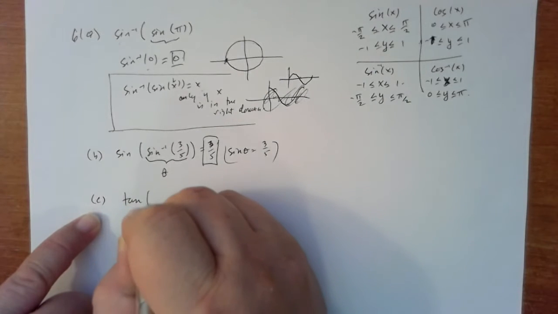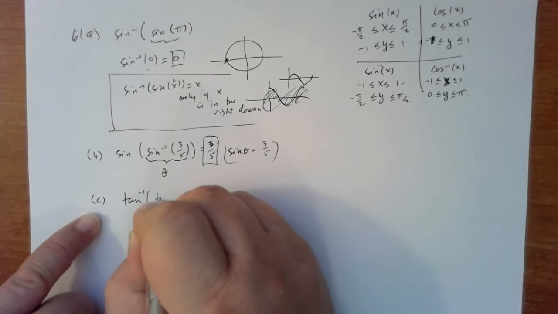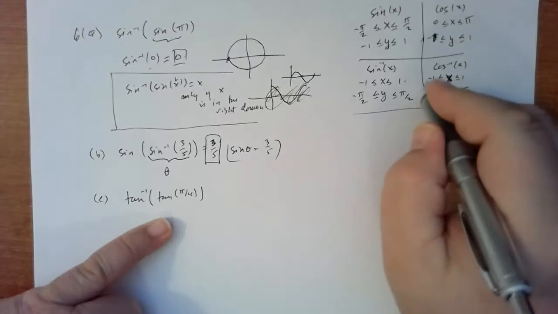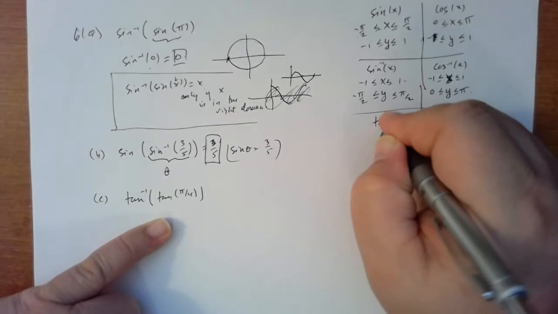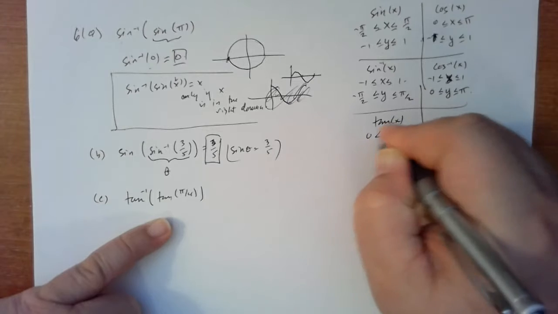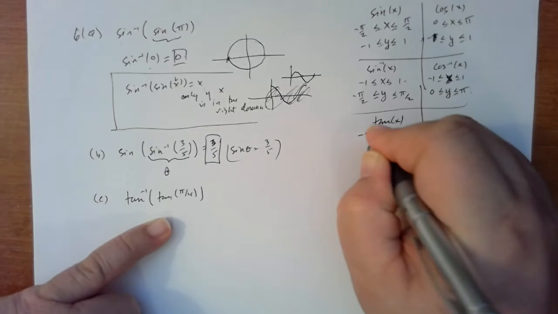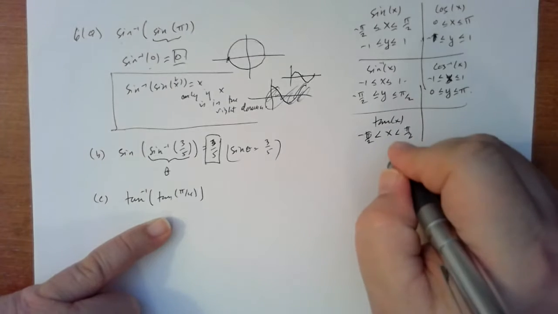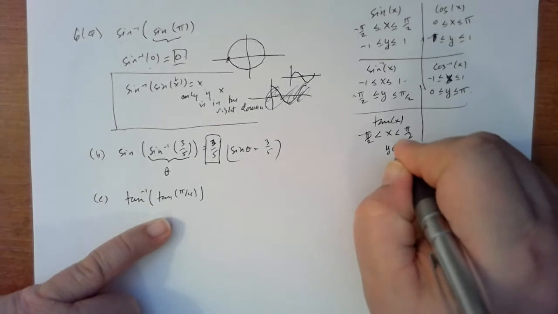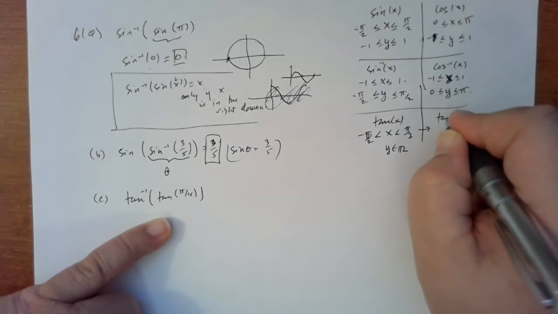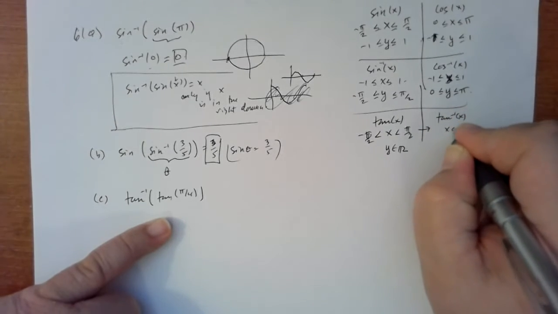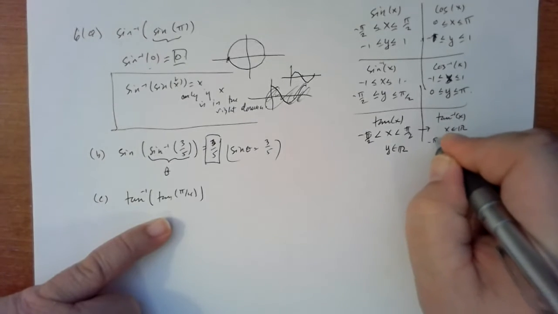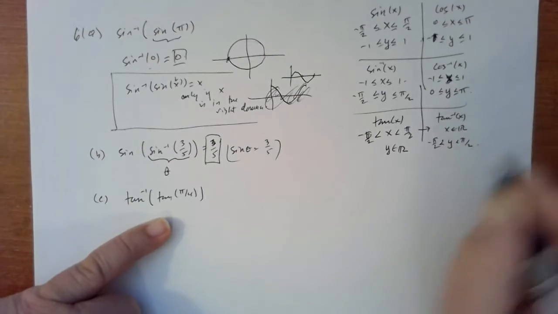How about the inverse tangent of the tangent of pi over 4? Remember, for tangent, our restriction is that x must be between minus pi over 2 and pi over 2, and notice that it does not equal pi over 2 or negative pi over 2. Then the output is all reals. So if you invert the tangent, the x is all reals, but the output of the inverse tangent is just between minus pi over 2 and pi over 2.